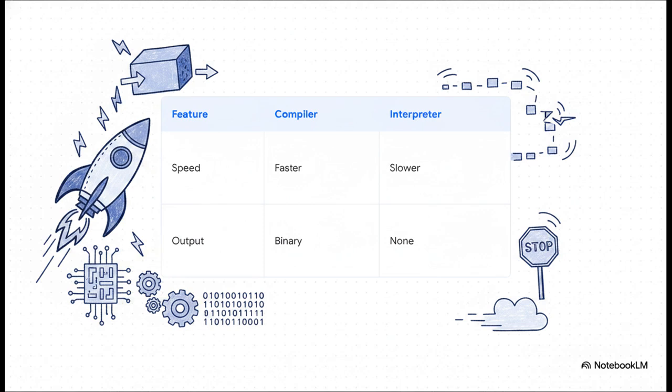Contrast this with an interpreter, which languages like Python use. An interpreter translates and executes code line by line right on the fly. If it hits an error, it stops immediately, and it doesn't produce a separate binary file. C's compiled nature is exactly why it's so incredibly fast and efficient for hardware.